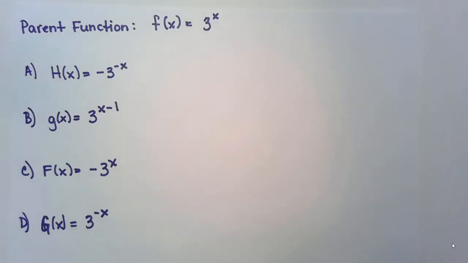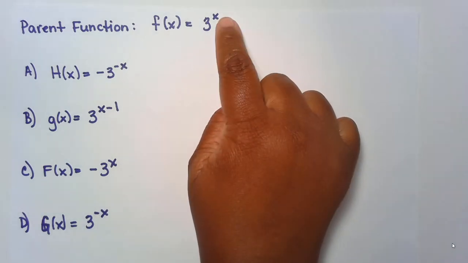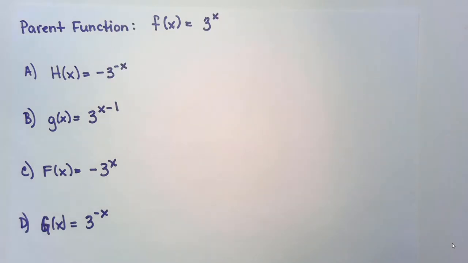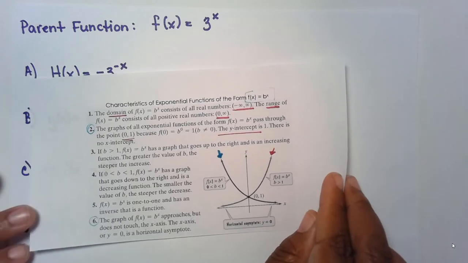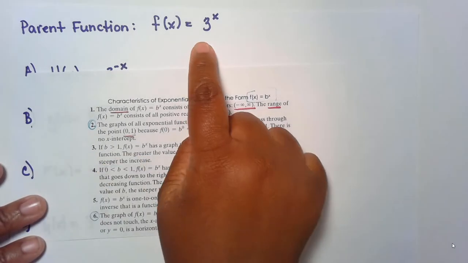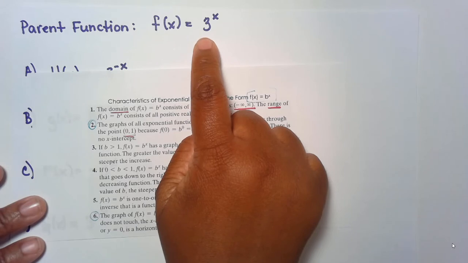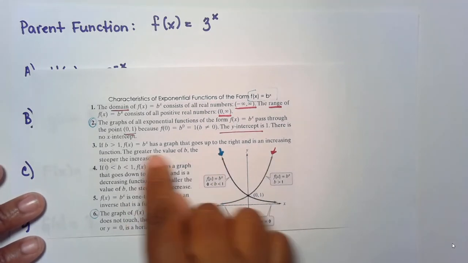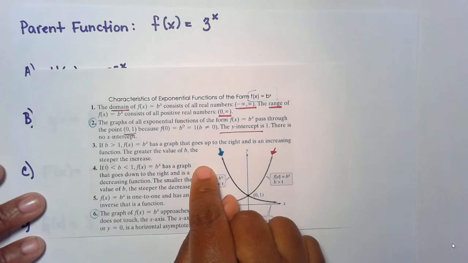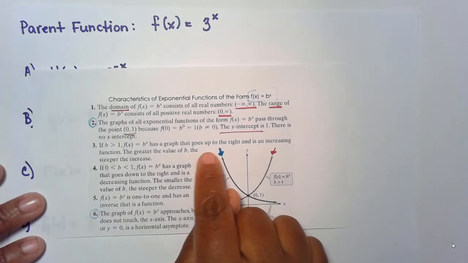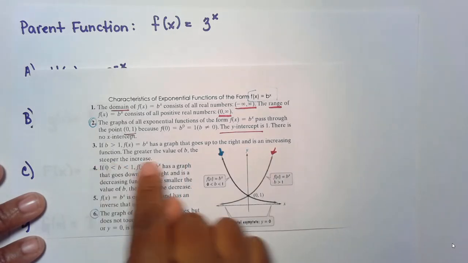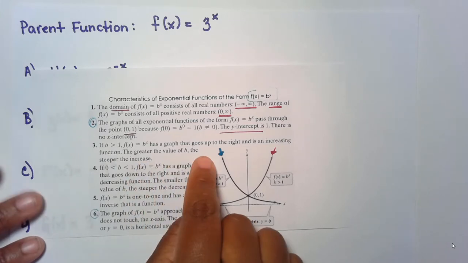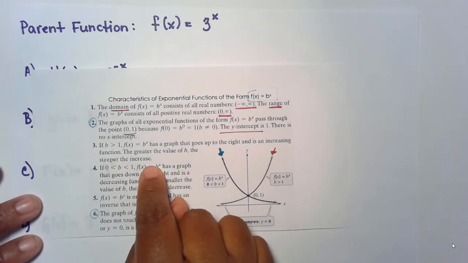All right, so let's take a look at this equation here. We have f of x is equal to 3 to the x power. Our base is 3, our exponent is x. So going back to the characteristics of an exponential function, our base, which is 3, is greater than 1. So whenever we graph this function, the graph is going to go up to the right and is an increasing function. Remember, the greater the value of b, the steeper the increase.